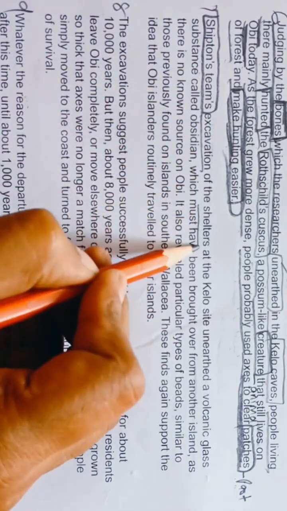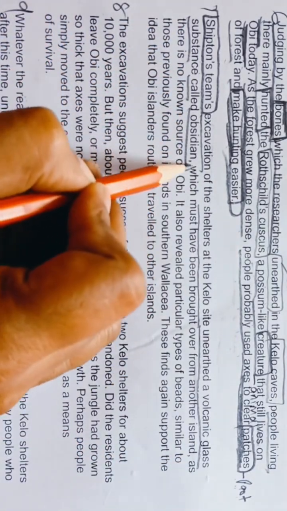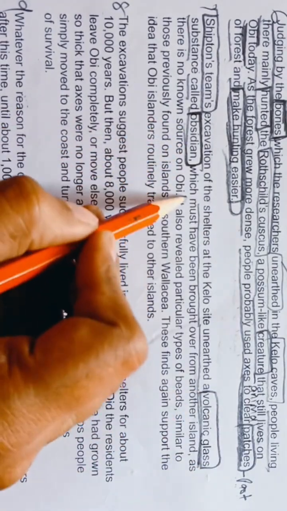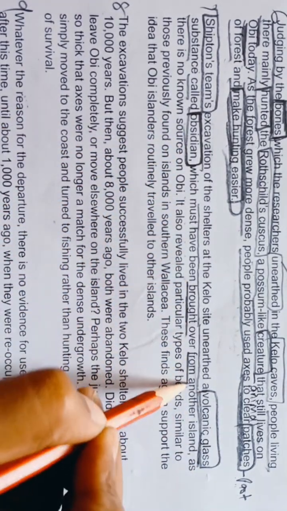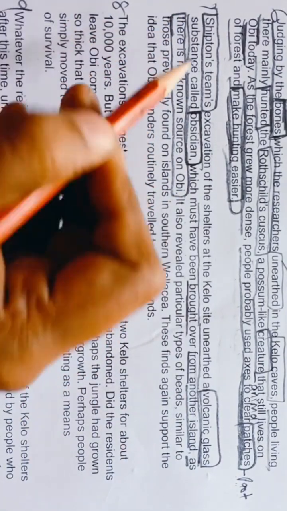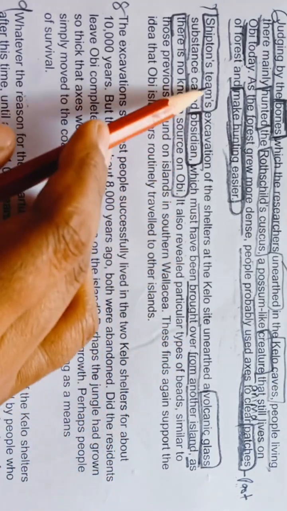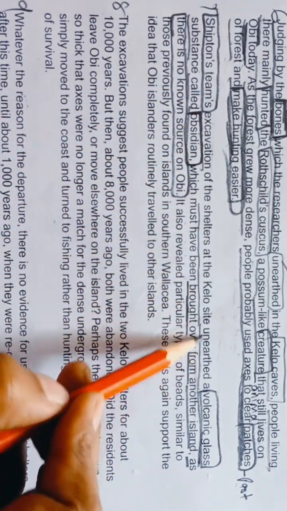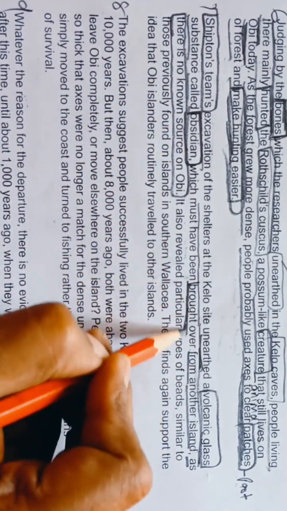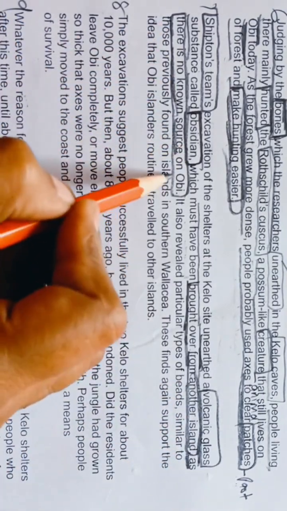Shipton's team's excavation of the shelters at the Kilo site revealed a volcanic glass substance called obsidian. This is our keyword, obsidian. It is a volcanic glass, which must have been brought over from another island, as there is no known source on Obai. So what they are saying in this paragraph is that the excavation revealed obsidian, which must have been brought over from another island, as there is no source of this obsidian on Obai.